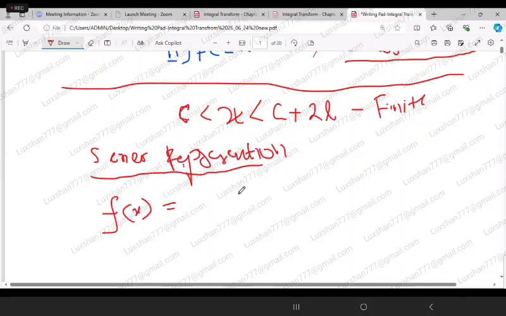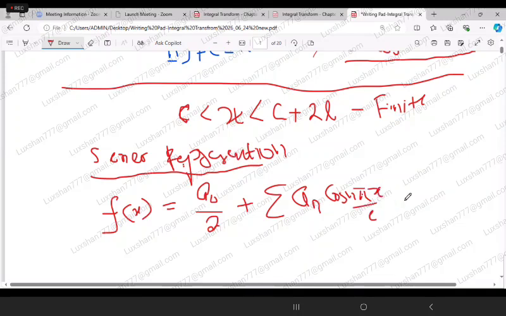This is called a finite case. In this case, you can express the function in this form: a naught by 2 plus summation of an cos(n pi x over L) plus bn sin(n pi x over L), where n is from 1 up to infinity.